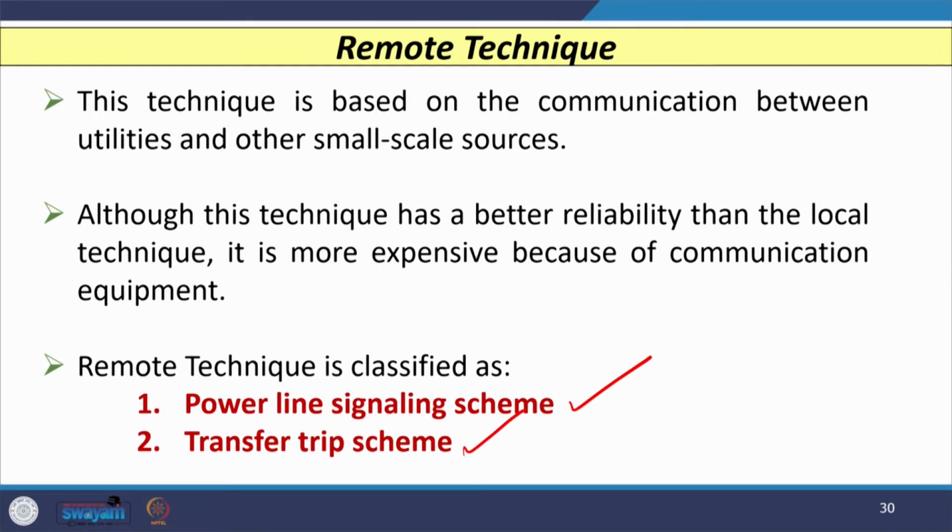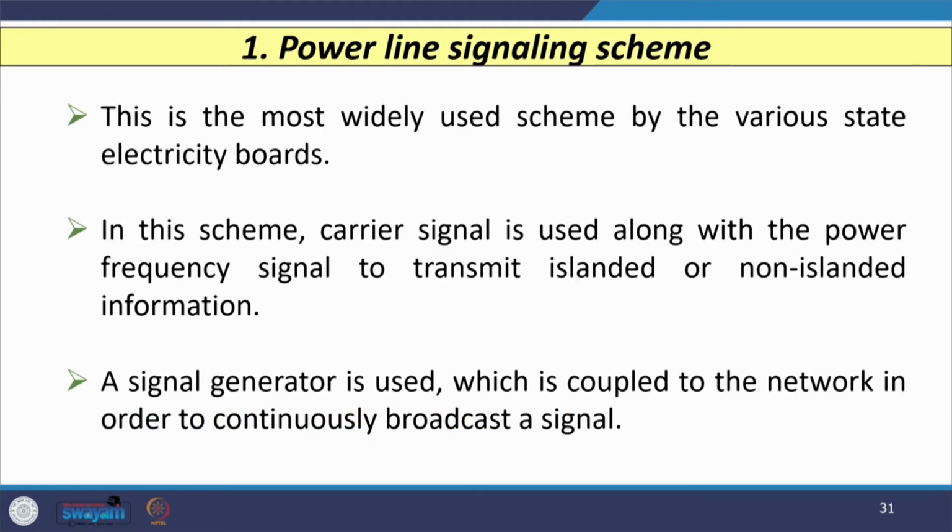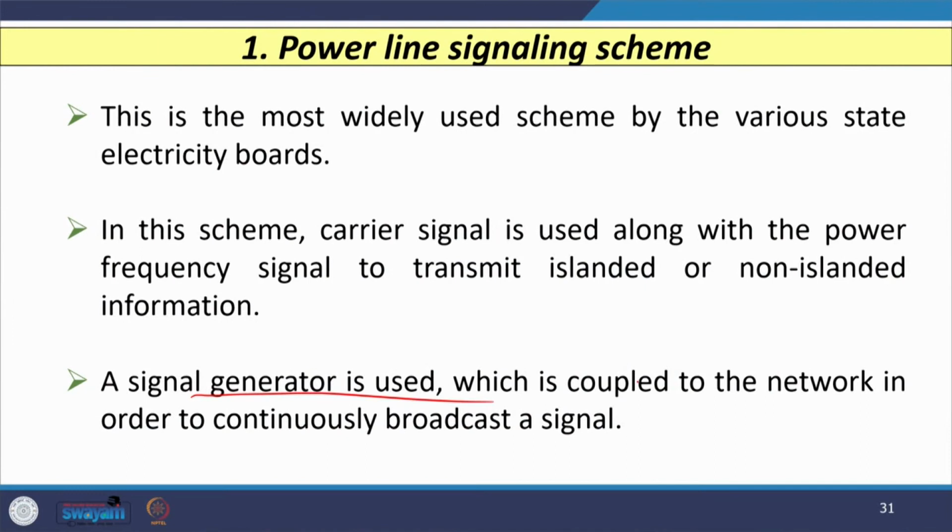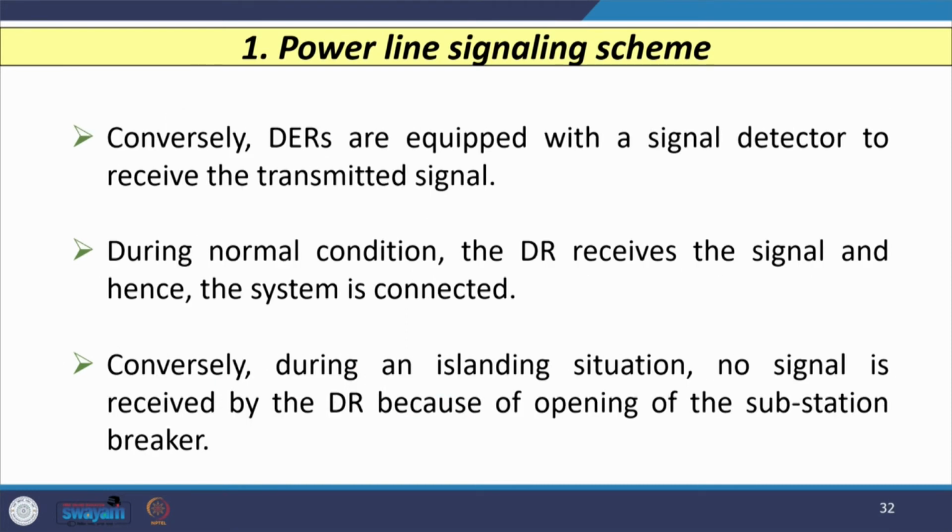Let us discuss first the power line signaling scheme. Power line signaling scheme is the most widely used scheme by utilities. In this scheme, a carrier signal is used along with the power frequency signal or fundamental frequency signal to transmit the islanded or non-islanded information. Here, in most of the substations, a signal generator is used which is coupled to the network in order to continuously broadcast a particular signal, whether the islanded or non-islanded information. Conversely, distributed energy resources are equipped with a signal detector to receive the transmitted signal.